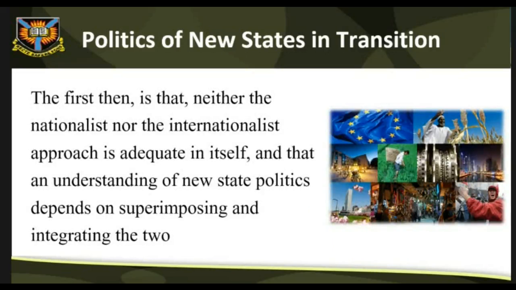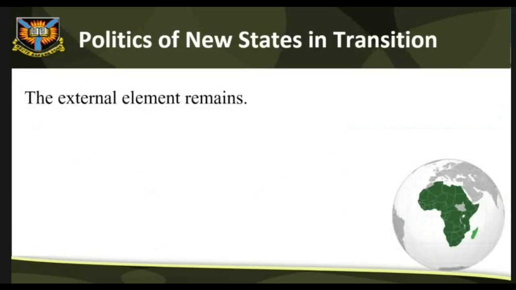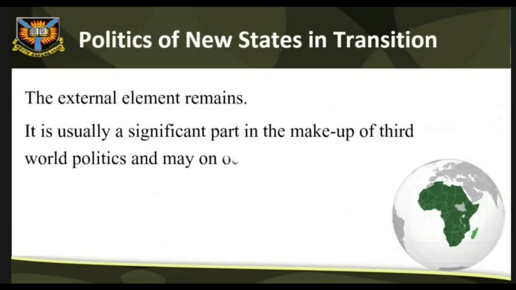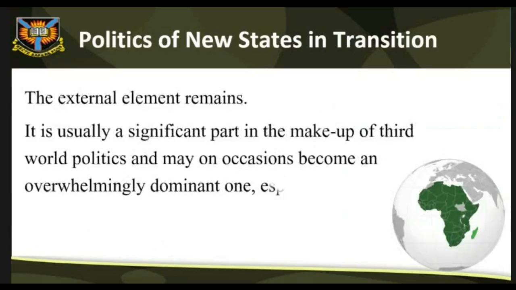The internationalists are right to start by emphasizing the way in which the new state was created, but wrong to assume, as they too easily do, that the relationship of dominance and dependence established through colonialism continues essentially unaltered into the independent state. The external element still, of course, remains. It is usually a significant part in the makeup of third world politics and may on occasion become an overwhelmingly dominant one, especially in the smaller states.